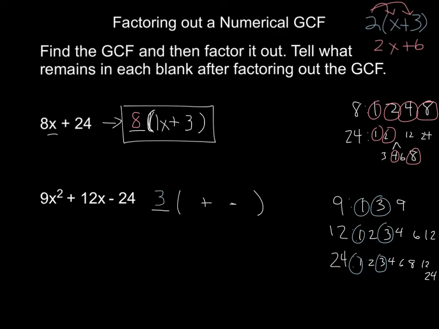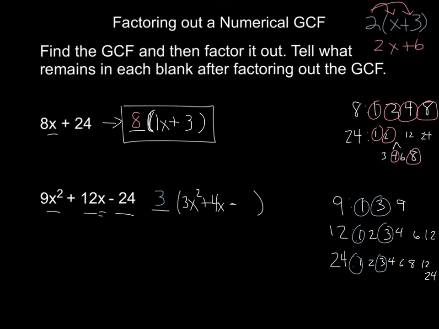That was common between all 3 terms, and then we're going to list what is left after we divide that out. So 9 divided by the 3 is 3. And we still have the x squared because we didn't factor out any x's. And we'll talk more about that later, but we can't factor out any variables because the 24 doesn't have a variable. All three terms would need to have a variable to do so. All right, 12 divided by 3 is 4, and the x right here stays there.